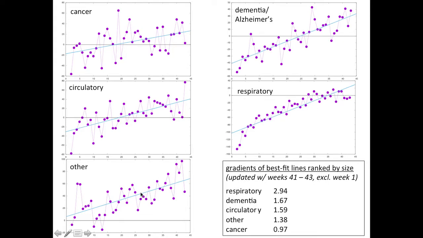The other data set I want to draw attention to here is this sort of miscellany category, other. Now this really includes many different causes of death. There'll be certain illnesses which are not included in these 4 broad categories, but there'll also be things like suicide, homicide, drug overdose, accident, and so on and so forth.